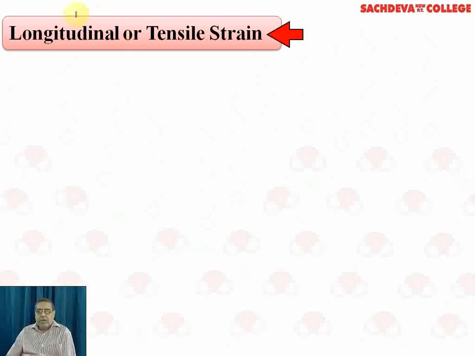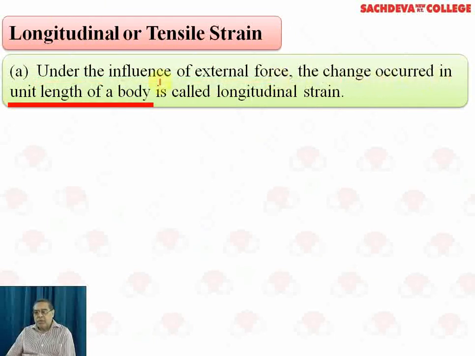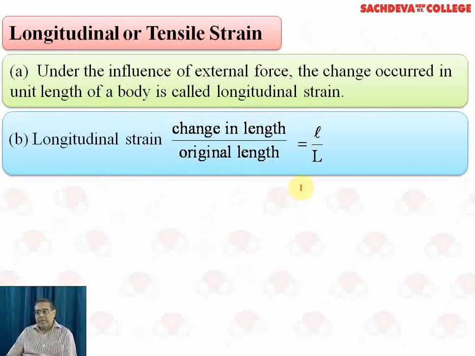Now we come towards the longitudinal or tensile strain. As it is clear from the name, longitudinal is concerned with the length. Under the influence of the external force, the change occurred in the unit length of the body is called longitudinal strain or the tensile strain. So longitudinal strain is mathematically given as change in length over original length, that is small l over capital L. This I have already explained in the beginning of my lecture.